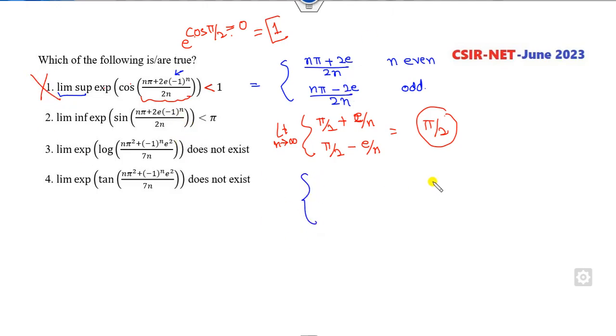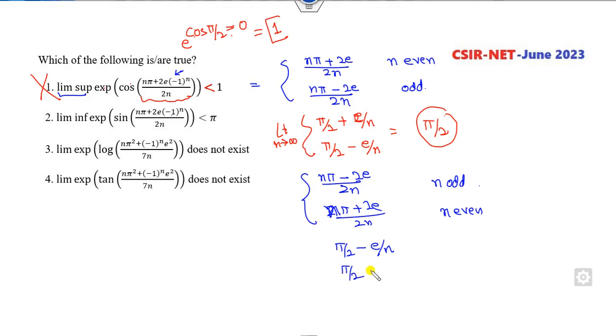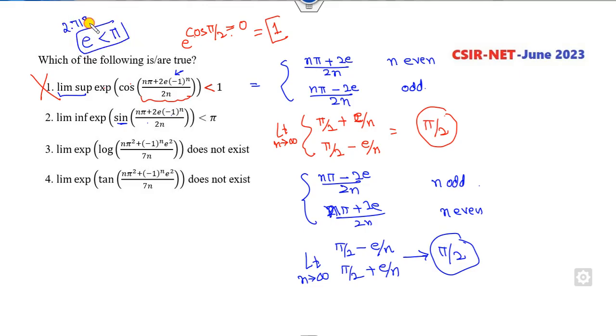Look at the second. Again it's a (-1) power, so n is odd or n is even. When n is odd, it is (n pi - 2e) over 2n, and when even, (n pi + 2e) over 2n. If you look at that, it's pi over 2 - e over n, and pi over 2 + e over n. So if you take the limit as n approaches infinity, it again gives you pi over 2. Sin pi over 2 is 1. So it is e. Is e less than pi? Yes, 2.718 is less than 3.14, so this is the correct answer.